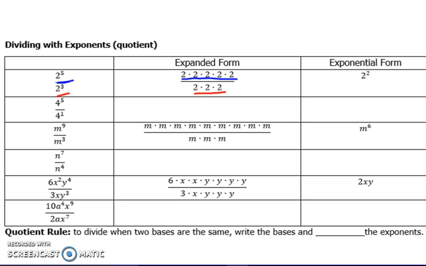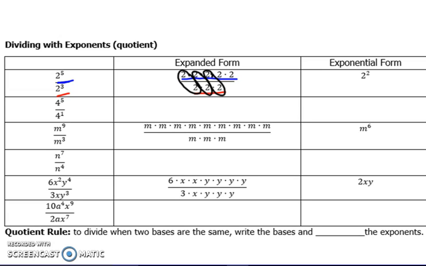Now, here's the thing. If I take 2 divided by 2, 2 divided by 2, and 2 divided by 2, all 3 of those are going to go to 1. So that means I have 2 to the 2nd power left on top because there are 2 of them.